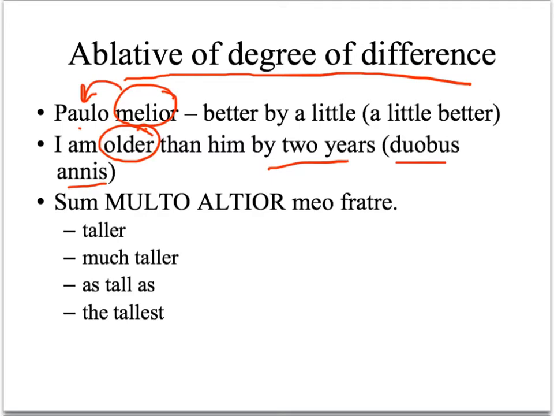Sum multo altior meo fratre. So, we see right here the comparative adjective as our clue. And then we have the ablative talking about how much. I am taller than my brother. By how much? By a bunch, apparently. So that would be much taller.